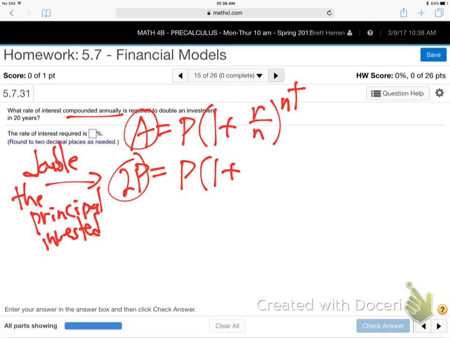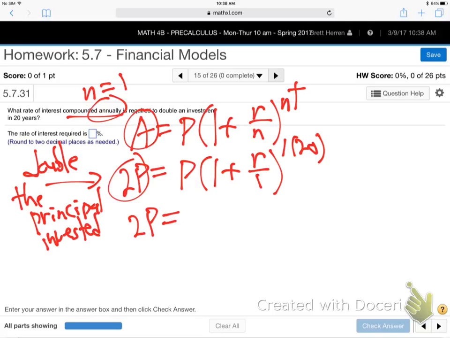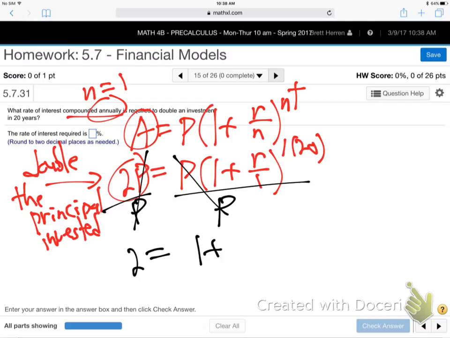And then the r we're trying to find. n is annual, so n is 1, and t is 20 years. So we have 2P. Actually, what are we going to do right away with the P's? Divide them out of there. Bye-bye P on both sides. So we have 2 equals 1 plus r over 1, which is just r, to the 20th. We good so far? Am I going too quick?